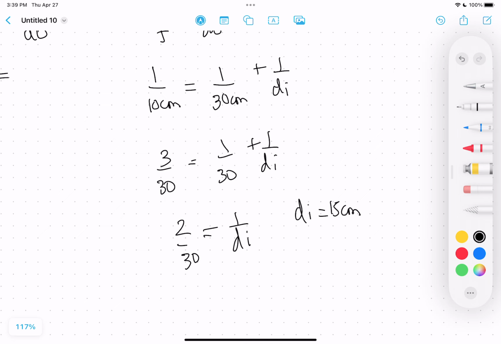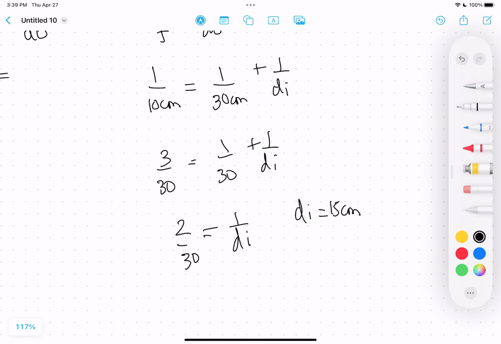So I subtracted the common factor. So this is 3 over 30, then minus 1 over 30, that's 2 over 30, and 2 over 30 is equal to 1 over di. I don't know why all these markers today are so faint. So 3 over 30 minus 1 over 30 equals 1 over di, which is 2 over 30. And then you just flip it, and that's 15. So that's 15 centimeters for the image distance there.